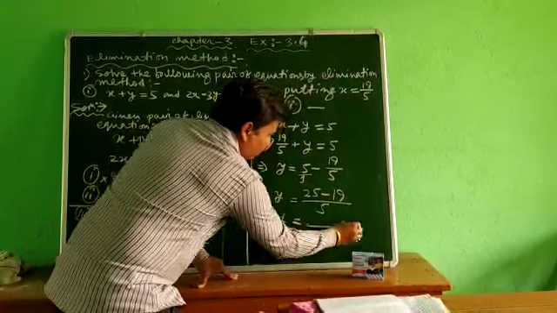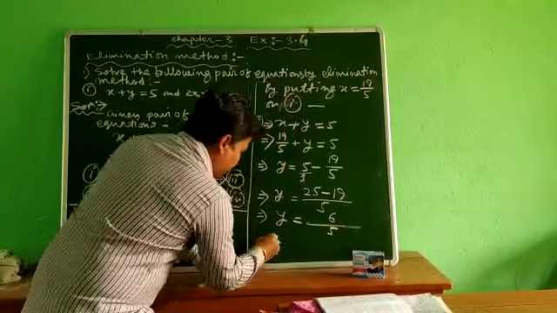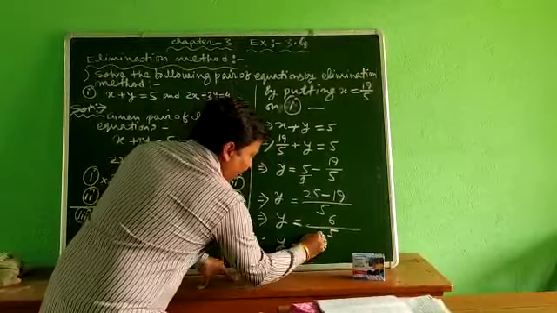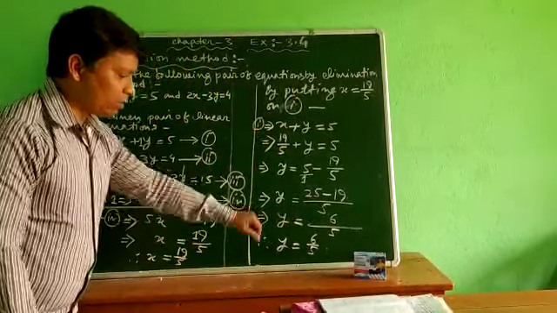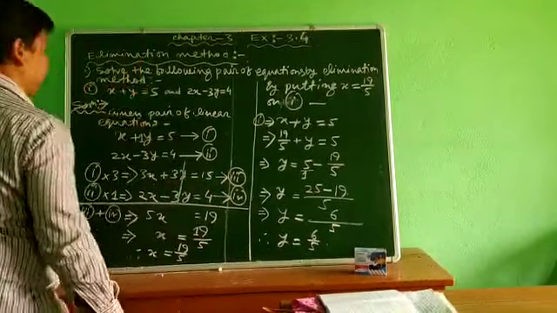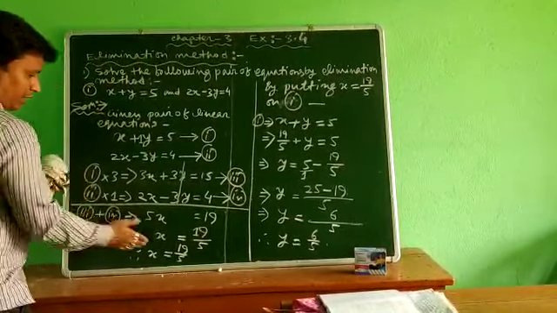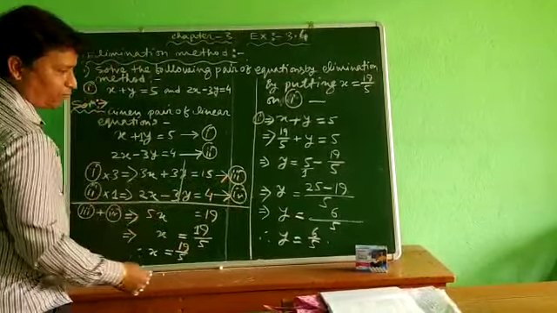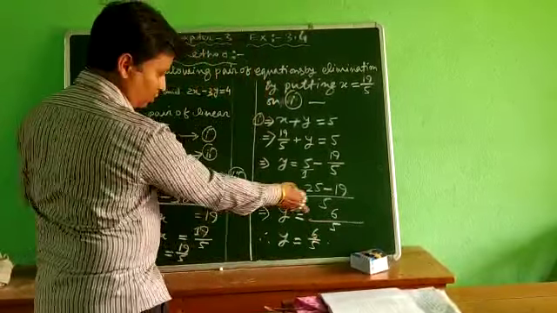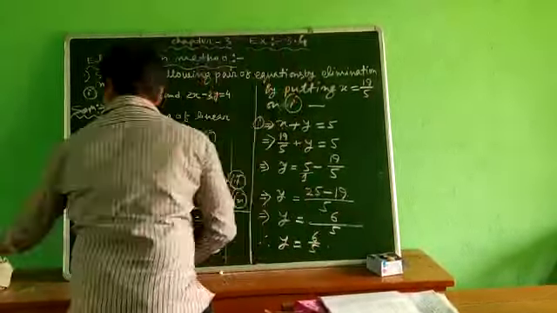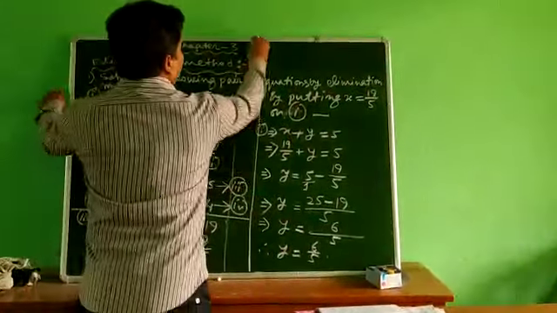y equals 25 minus 19, equals 6. So y equals 6 by 5, and x equals 19 by 5. No space, so I am writing here. Here I am writing the final report.